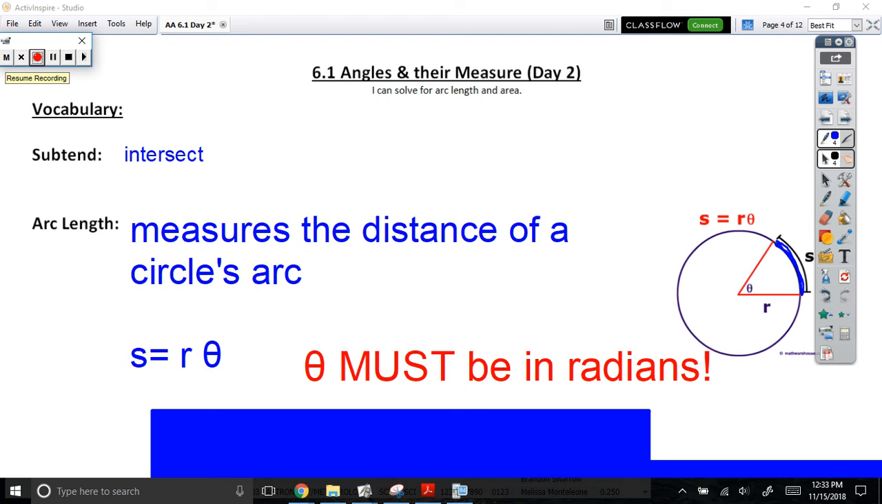So arc length measures the distance of a circle's arc. It's like part of the circumference, essentially. But we're not going to be using the circumference formula since it won't be in degrees.